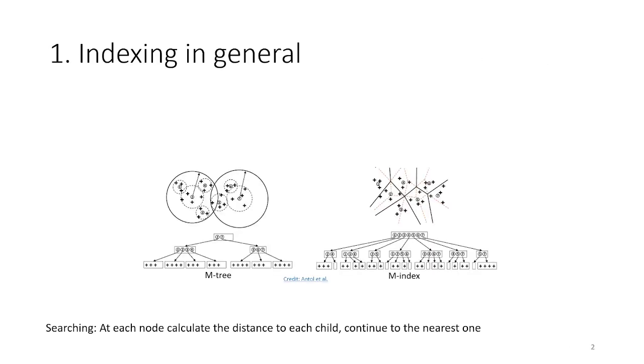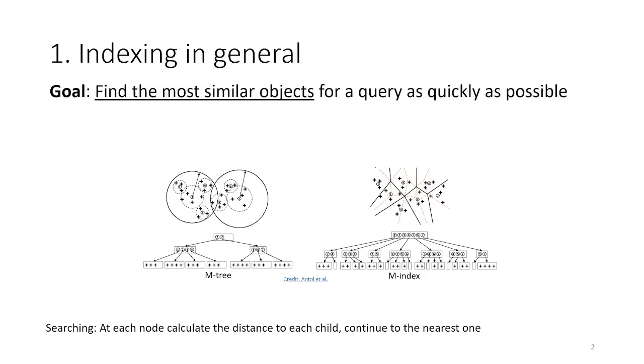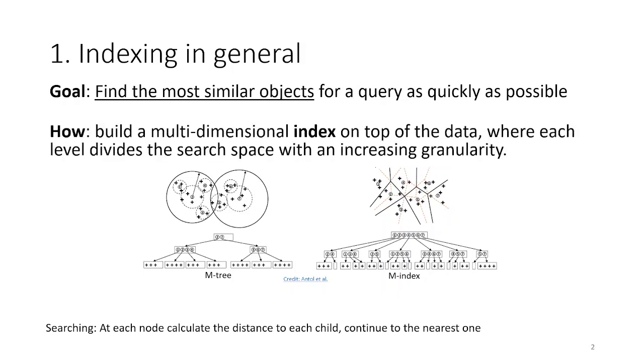Let's start with establishing some common ground in regards to indexing. The goal when searching in any type of data is to find the most similar objects to some query and to do it as quickly as possible. To speed up the search, it is crucial that we visit just a portion of the whole dataset to find similar objects, and it is the responsibility of an index to choose these relevant data partitions.